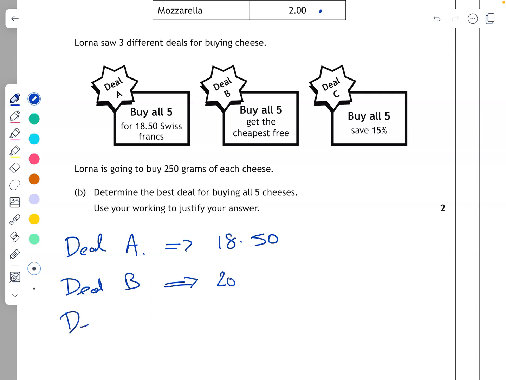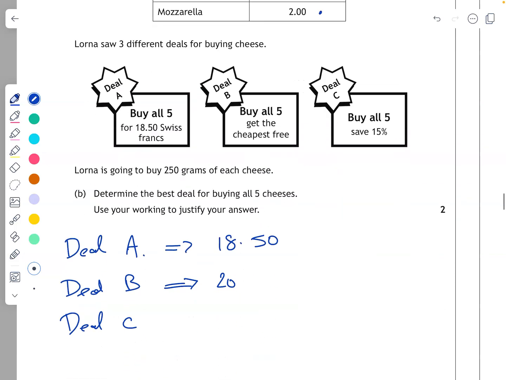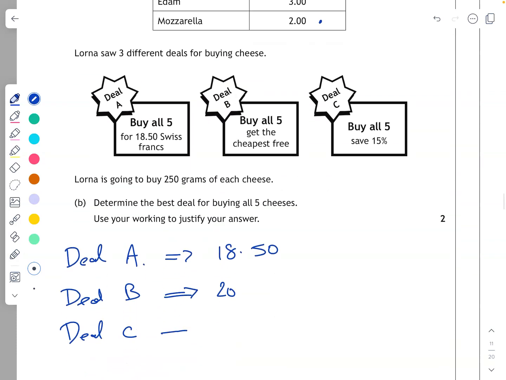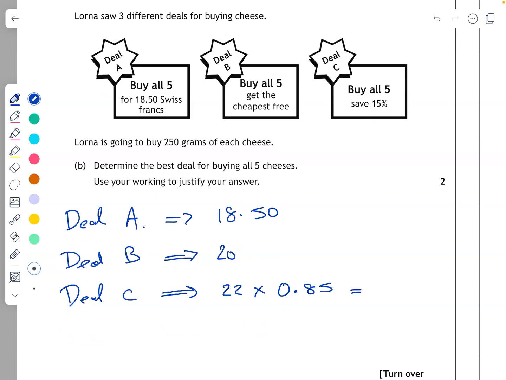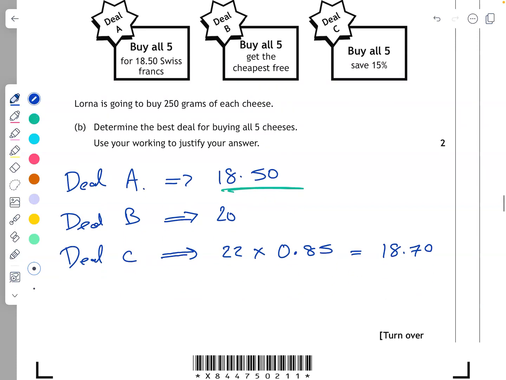And let's do deal C now. Well, that means we have to add them all up and then subtract 15% from them. So all of them added up, well, it's just this 20 plus the 2. So it's going to be 22 times. Now it's 15% off, save 15%. And remember, if you're saving 15%, it's just 85% of its value. So we can times that by 0.85. And that comes to 18.70 Swiss francs. So clearly we can see that the 18.50 is the cheapest. So we say deal A is cheapest.